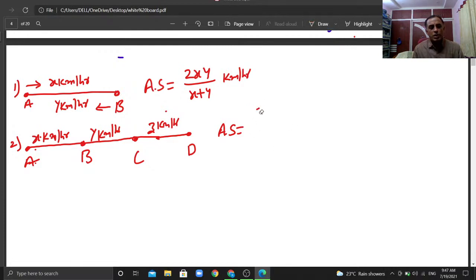The average speed is 3xyz by xy plus yz plus zx. Clear? So if a person traveled three equal distances at x kilometer per hour, y kilometer per hour, and z kilometer per hour, then the average speed is equal to 3xyz by xy plus yz plus zx.